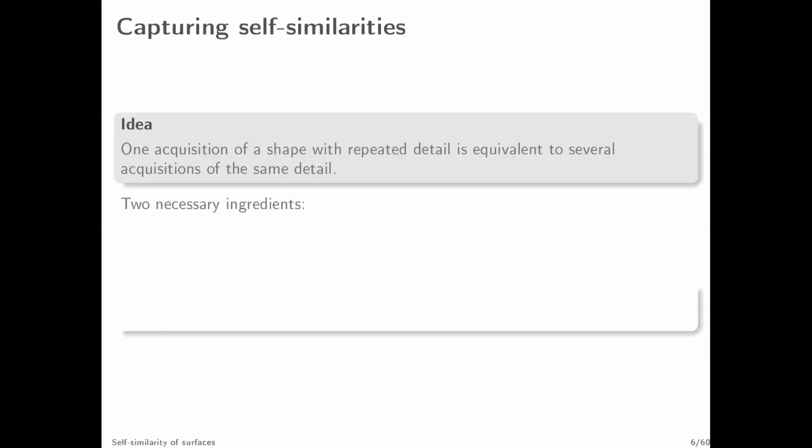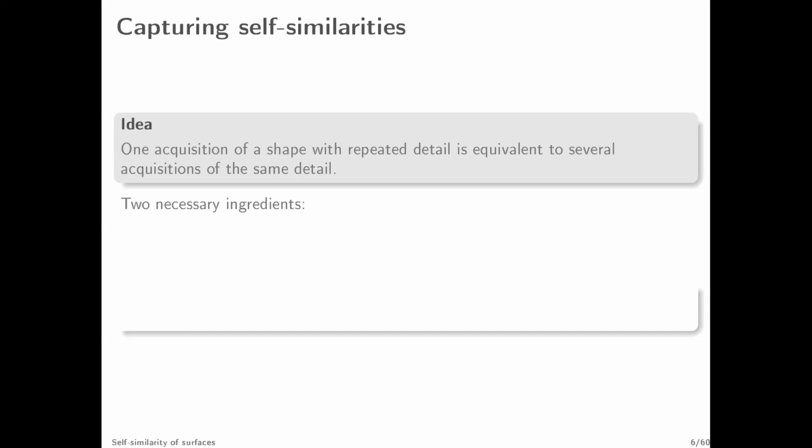So how do we capture the self-similarities? Because we have these virtual surfaces, which in this case will be just a set of points, maybe equipped with a normal, a vector, which is the normal to the surface. And how are we going to capture it?